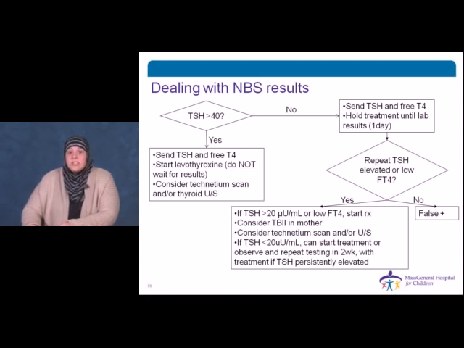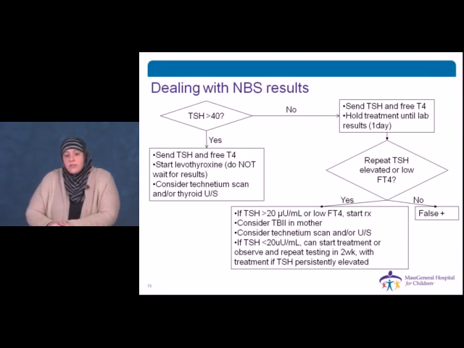If the TSH is less than 40 but is abnormal, then you do want to also send a TSH and a free T4, but presuming that you can get these results back in a pretty timely manner, you can wait for the test results before treating. If your repeat TSH and free T4 are normal, then you probably had a false positive screen. If your repeat TSH is greater than 20 and/or your free T4 is frankly low, then you do want to start treatment right away.